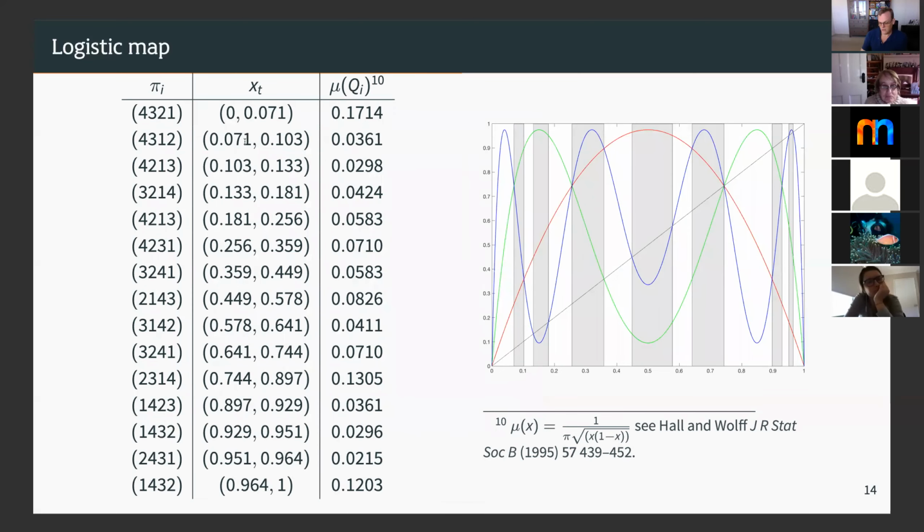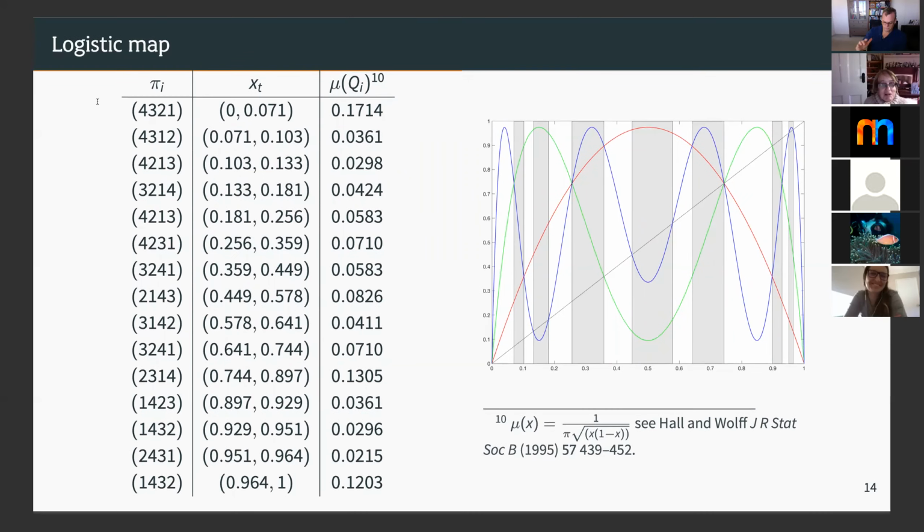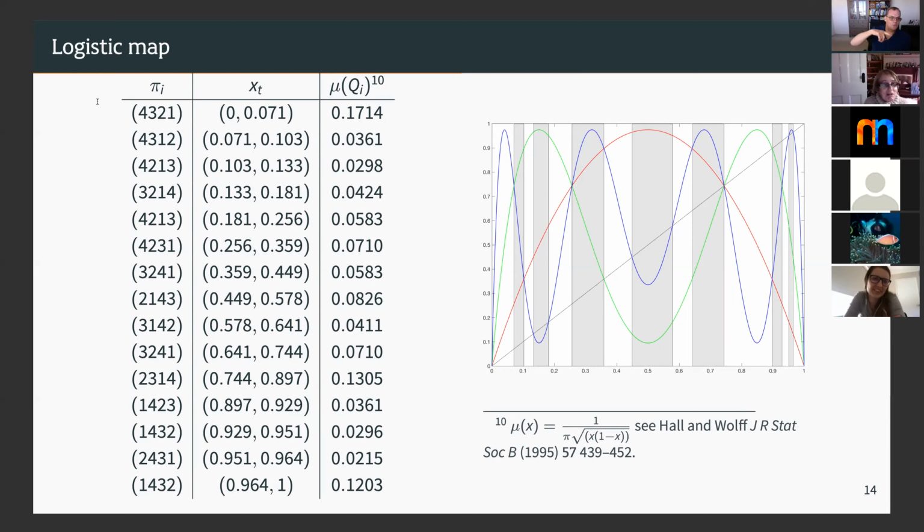Well, it's interesting because if I take each of those regions and label them here as intervals of x of t, I can associate with each of those intervals a permutation pi. There's a couple of different ways of labeling this. I do this in a way which apparently is counterintuitive to the rest of the world. In this case, 4321 means that x of t is the fourth largest, x of t plus 1 is the third largest, x of t plus 2 is the second largest, and x of t plus 3 is the largest.